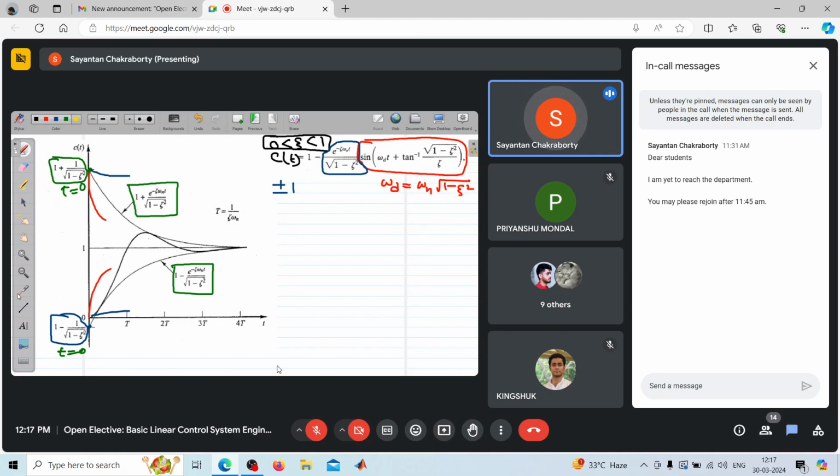And typically for damping zeta equal to 0, you put zeta equal to 0 over here. So it will be 1 plus 1, 2, and it will be 1 minus 1, 0. So this is for zeta equal to 0, right? So this is how the damping actually determines the nature, or the rate of decay, of these exponential functions, right?